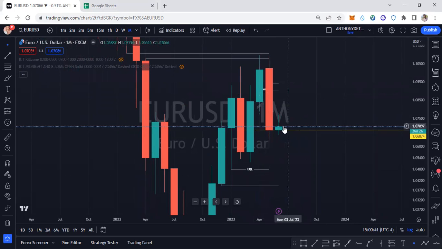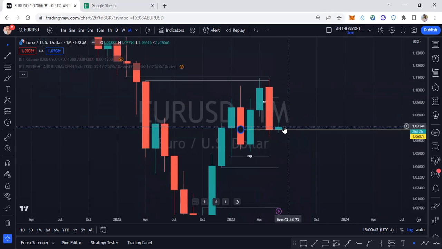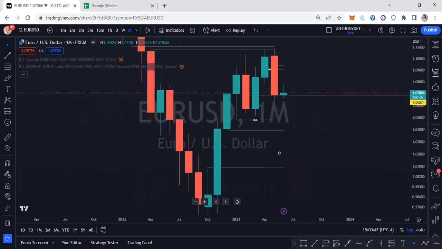So I'm expecting on my IOF, or my draw on liquidity on the monthly time frame, is this monthly FVG here. I'm expecting price to fill this monthly FVG. But first, price has to take out this liquidity here. This is also a swing low here. So I'm expecting price to take out this swing low, which is an equal low here, then trade into this monthly FVG.